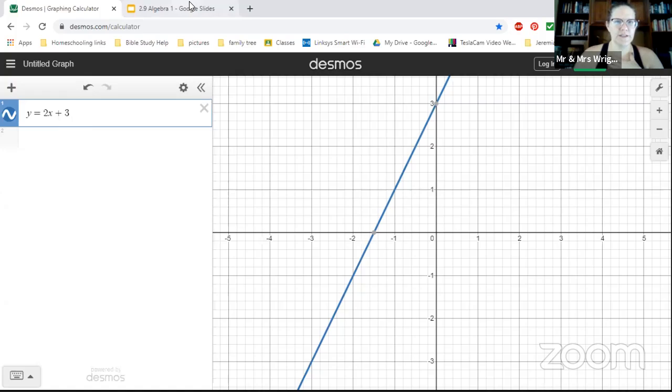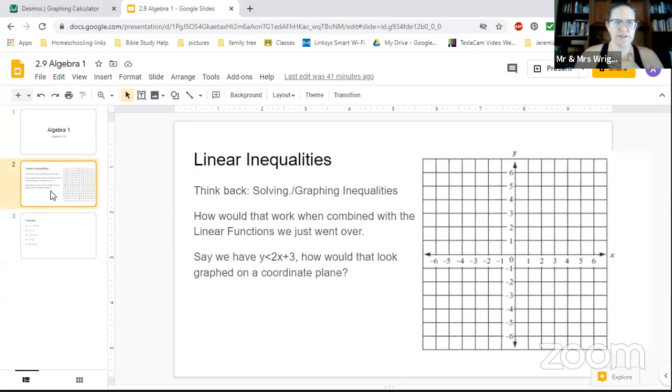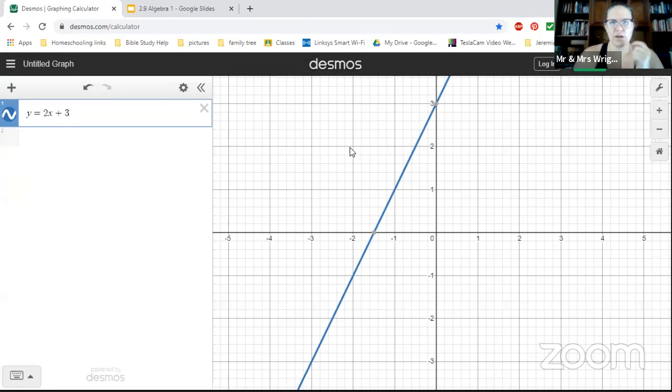I believe that's what we were working on. Was it plus 3 or minus 3? I think I wrote plus 3. All right, so this was our linear equation that we were just working on. Well, what if I can also add a second equation here? Y is less than 2x plus 3.